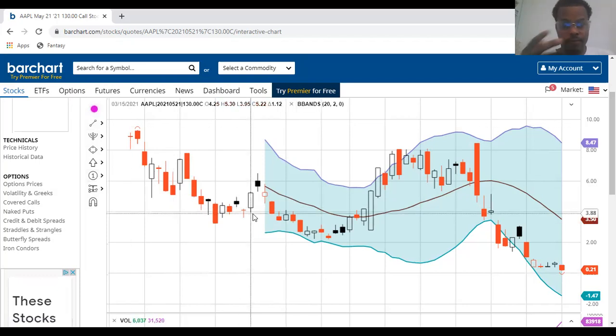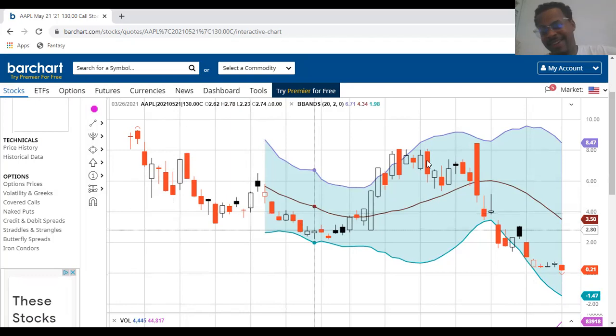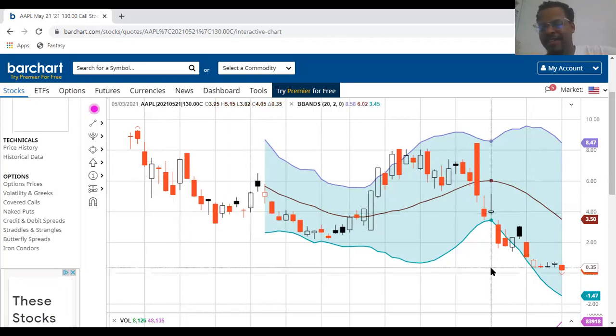The red means at the end of the day red. The hollow or the white means at the end of the day green. And then the black, I have no idea. To be honest, I have no idea what the black represents. And then the Bollinger Bands is one of my favorite studies. It is just a collection of price movements, top, bottom, and then the middle one is the average.